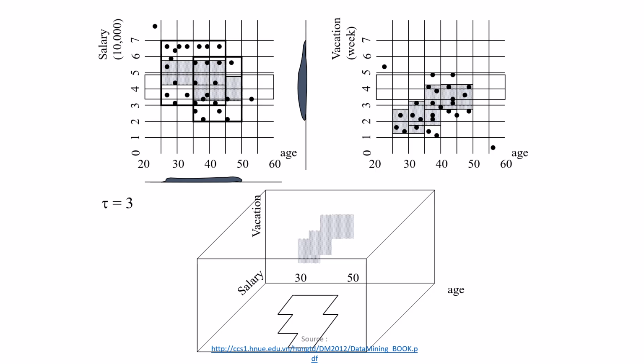CLIQUE then iteratively joins two k-dimensional dense cells C1 and C2 in subspaces di1 up to dik and dj1 up to djk respectively, which share the same intervals in those dimensions. The join operation generates a new k plus 1 dimensional candidate cell C in space di1 to dik and dj1 to djk. CLIQUE checks whether the number of points in C passes the density threshold, and the iteration terminates when no candidates can be generated or no candidate cells are dense.